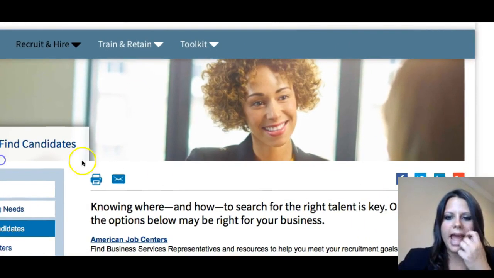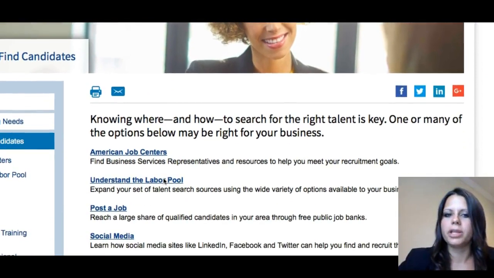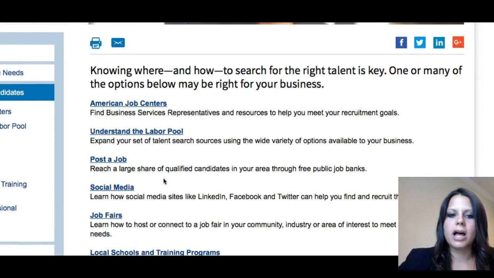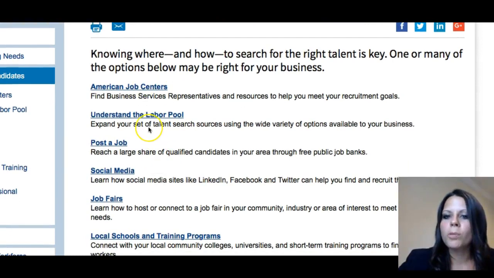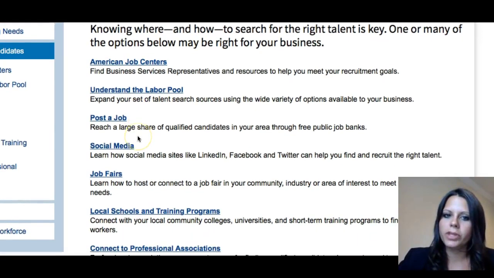So knowing where and how to search for the right candidates is really big. You can see there's lots of ways to post jobs. There's job centers, understanding more about the labor pool, so where specific jobs are posted. For example, in academia, a lot of jobs are posted on a couple main sites like the Chronicle of Higher Education or Higher Ed Jobs. And if you didn't know about those sites, it'd be difficult to advertise the position to the right market.